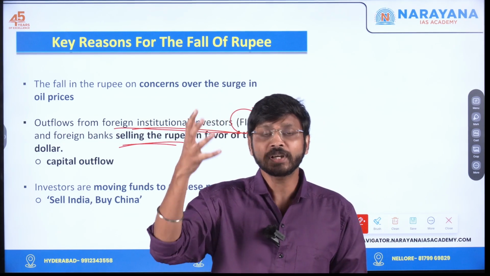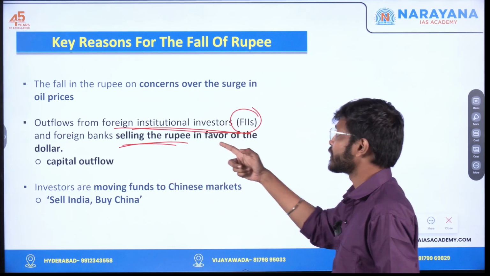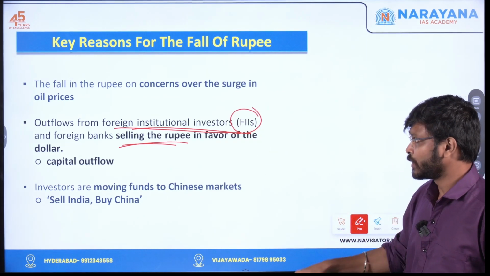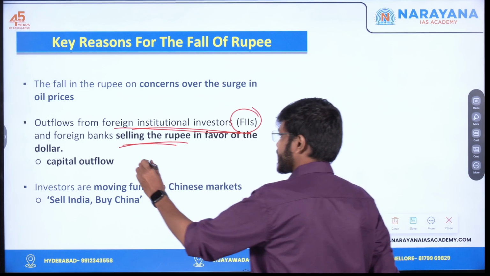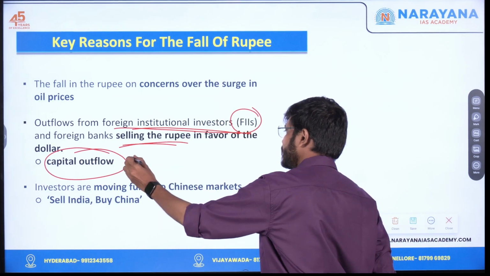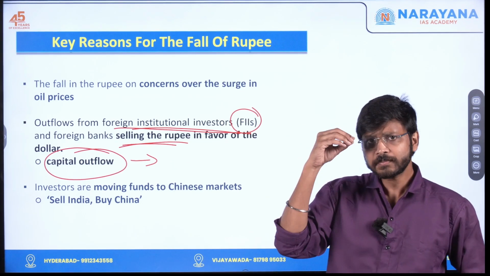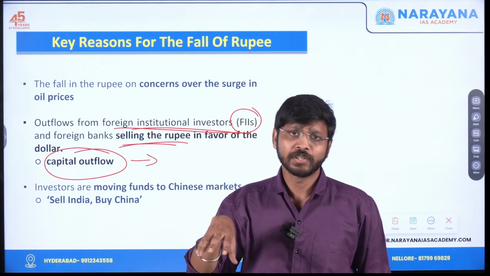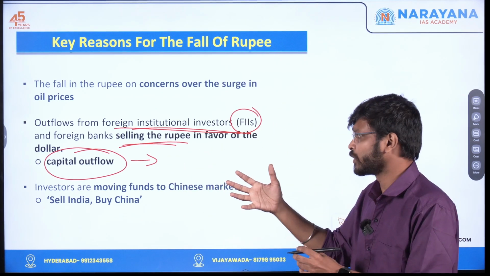High demand for dollar, low demand for rupee. So that also caused the rupee to move down. Okay, so basically this is known as capital outflow. I'll just give you an example. Capital outflow means people are trying to trade in dollars rather than rupees. So basically there is a huge outflow of capital.